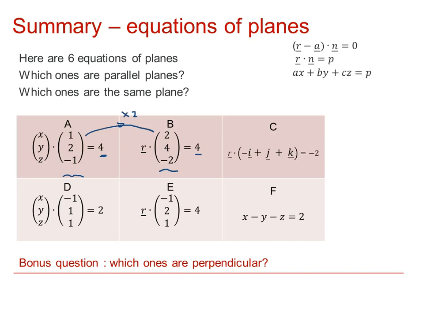If you look at D and F, the direction vectors are negative of each other. So this one here is negative 1, 1, 1, and this one here is 1, negative 1, negative 1. You might also like to consider which of them are perpendicular. And for perpendicular, of course, we would need their normal vectors n1 dot n2 to be equal to 0.